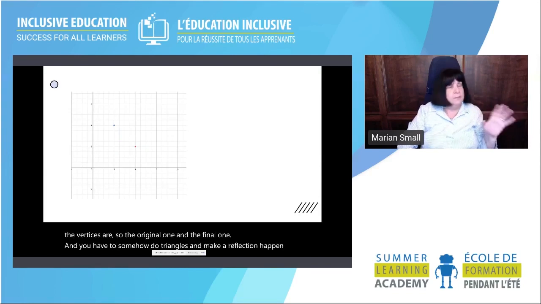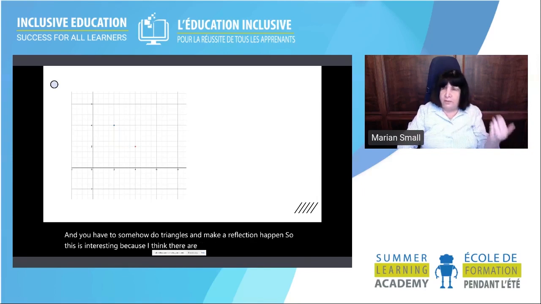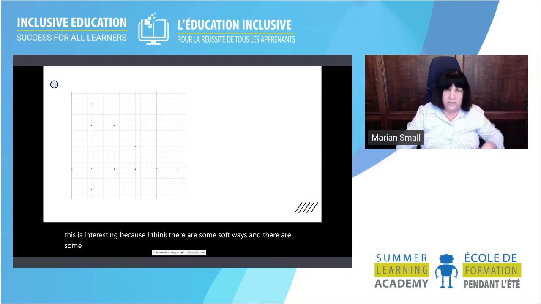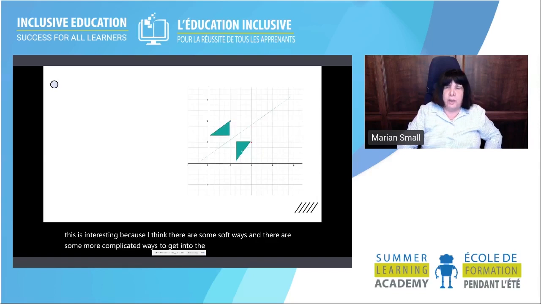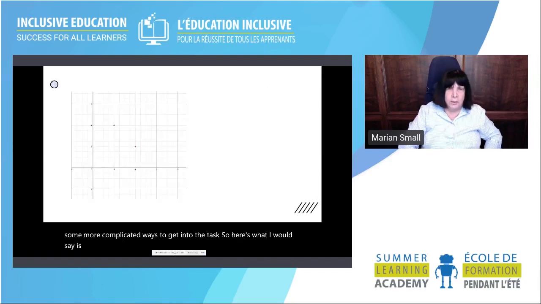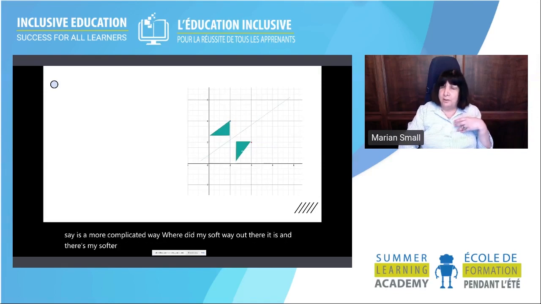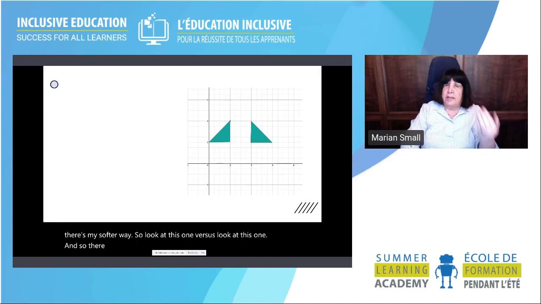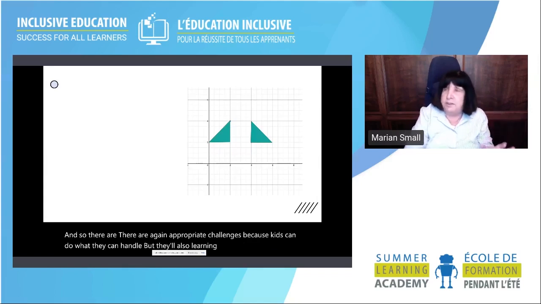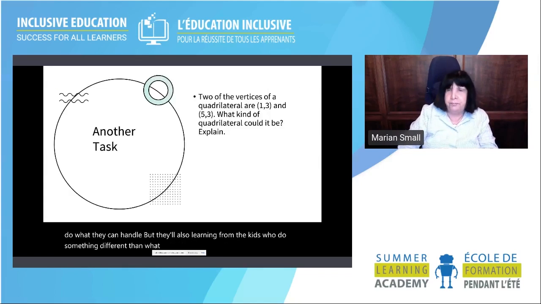So this is interesting because I think there are some softer ways and some more complicated ways to get into the task. So here's what I would say is a more complicated way. Where did my softer way go? There it is. So look at this one versus this one. And so there are again appropriate challenges, because kids can do what they can handle, but they're also learning from the kids who do something different than what they did.